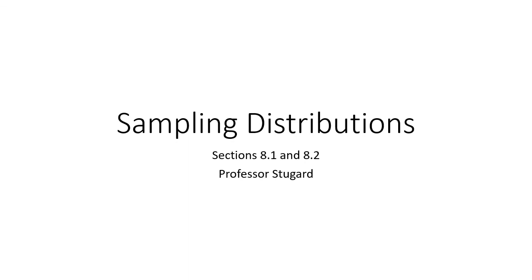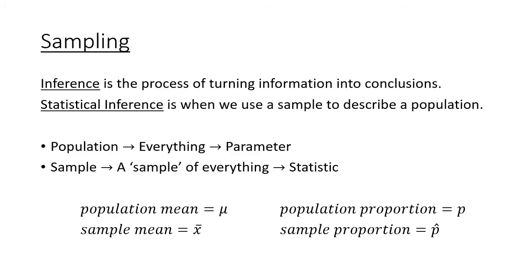Hi, in this video we're going to be discussing sampling distributions. What we're starting with this unit is this process called inference. And so inference is just the process of turning information into conclusions. And again, that's a very general term. That's what Sherlock Holmes does when he turns evidence and clues into solving crimes.